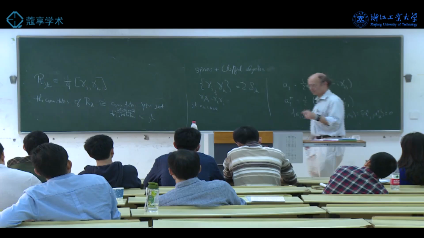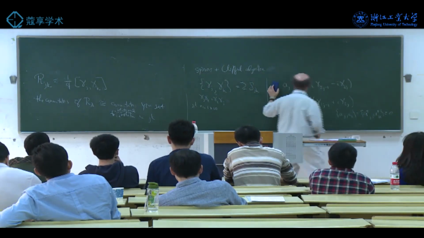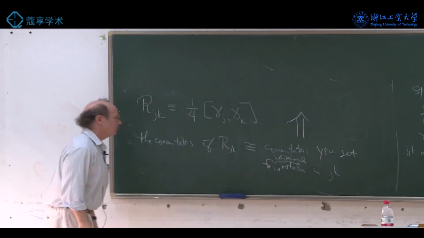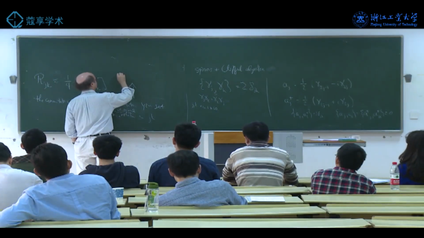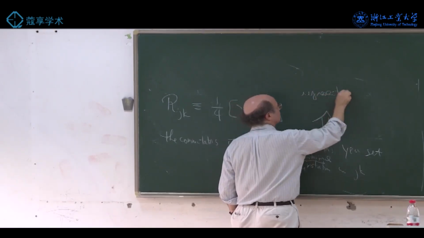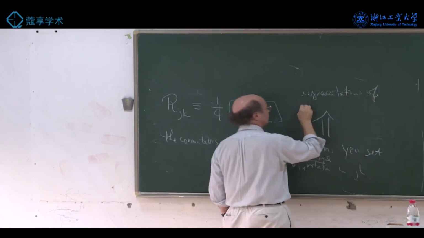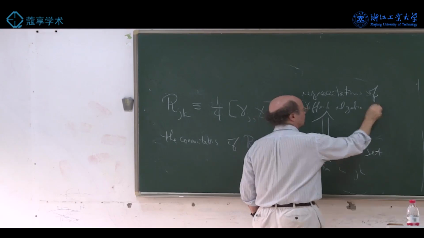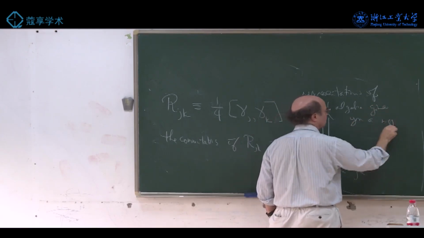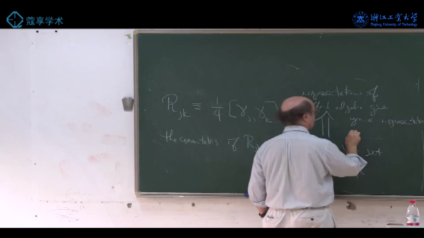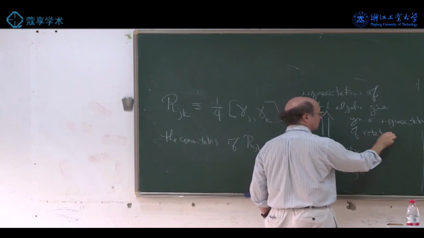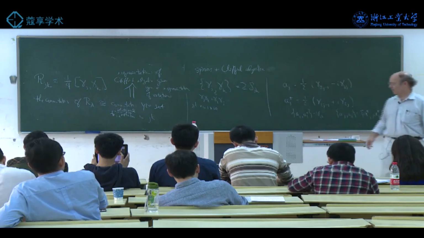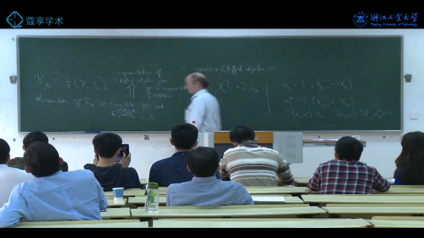That means the implication of that, the big implication, is that a representation of the Clifford algebra gives you a representation of the rotations. A representation of the Clifford algebra with n gamma matrices gives you a representation of the group of rotations in n dimensions.